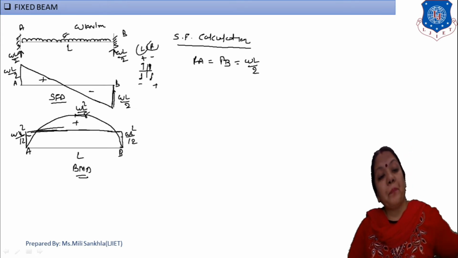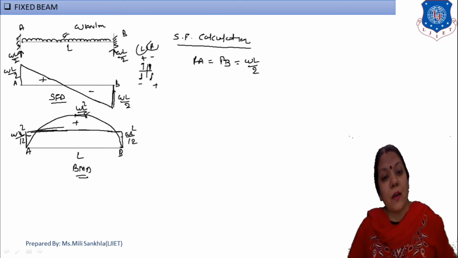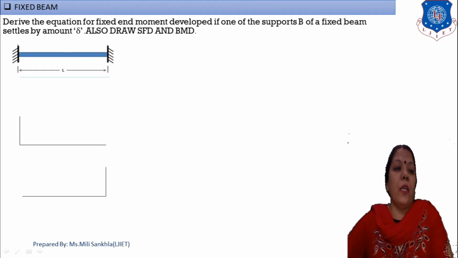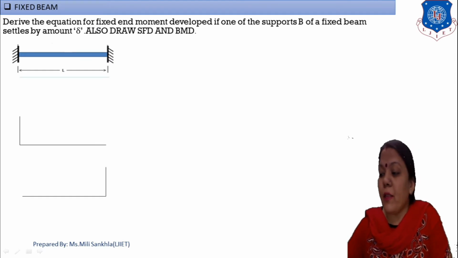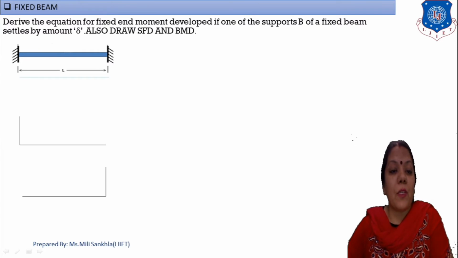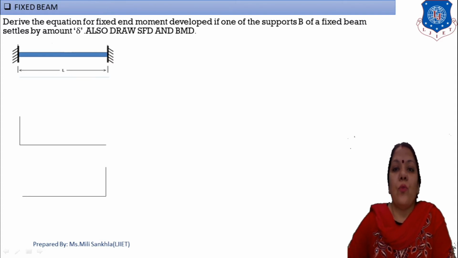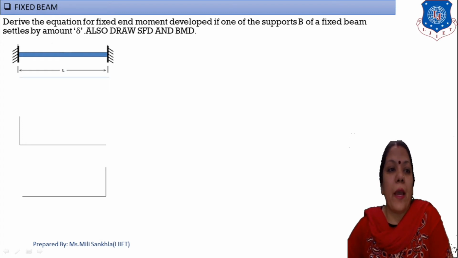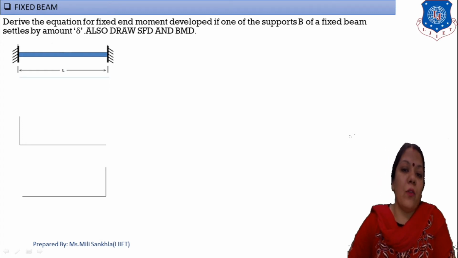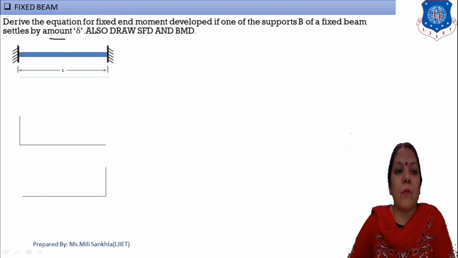Now next we derive another derivation. For that, first of all read the data. In this data, which derivation do we derive? First of all, derive the equation of a fixed beam subjected to settlement at support B by an amount delta. The fixed beam is settled by amount delta at B, and also draw the SF and BM diagram.